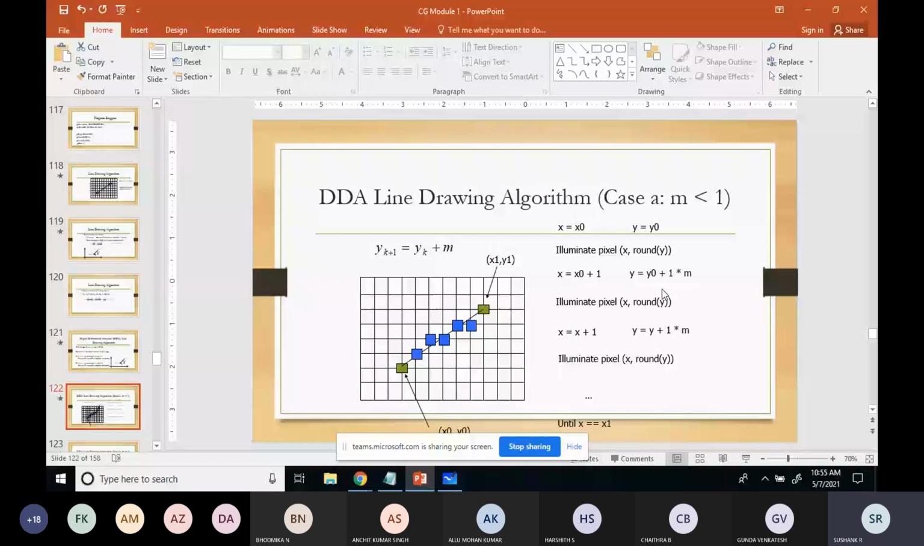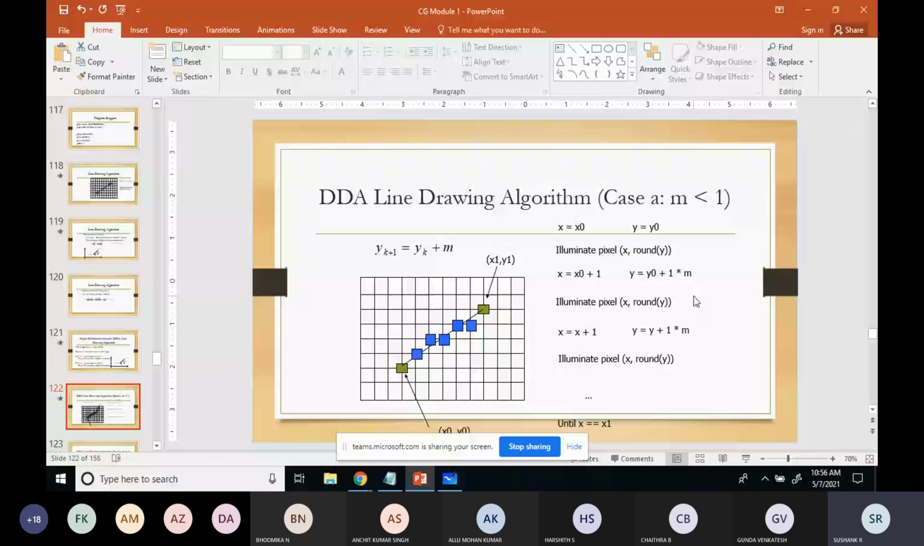After that, m less than 1 means x will move pointwise, and you have to calculate the corresponding y value. So see, x is starting with 0. After that, 0 plus 1. After that, x plus 1. So x will be x0, then x0 plus 1, x plus 1. It is moving in unit intervals of 1. For that, you are calculating the corresponding y value. y is equal to y0, and like that you are calculating.